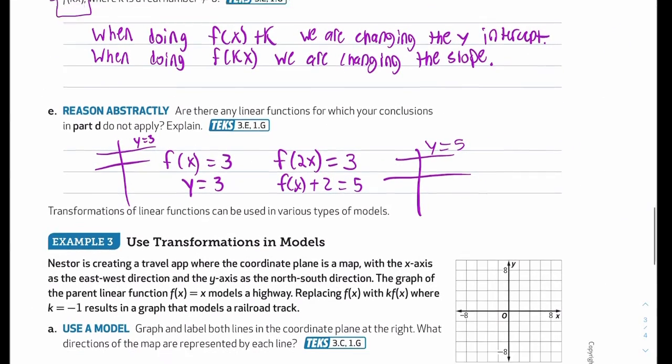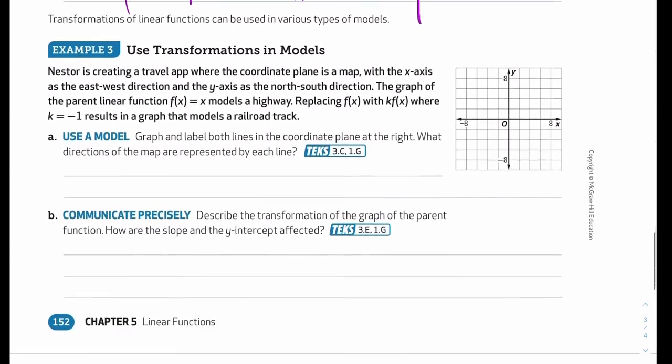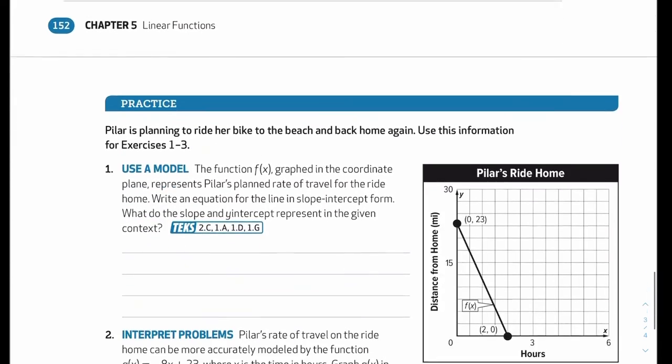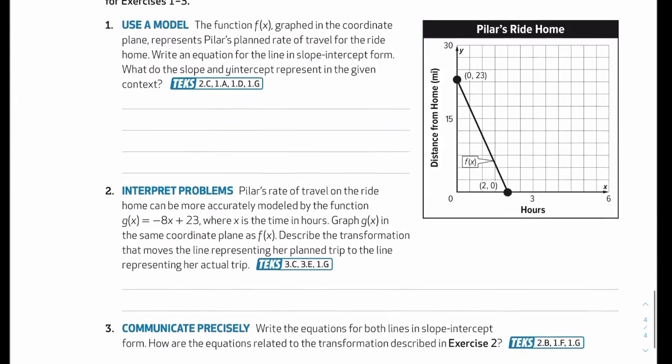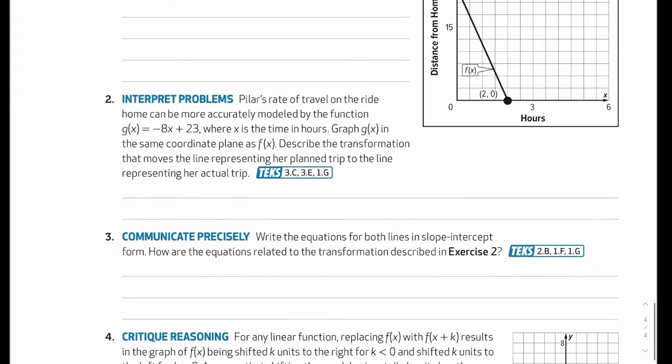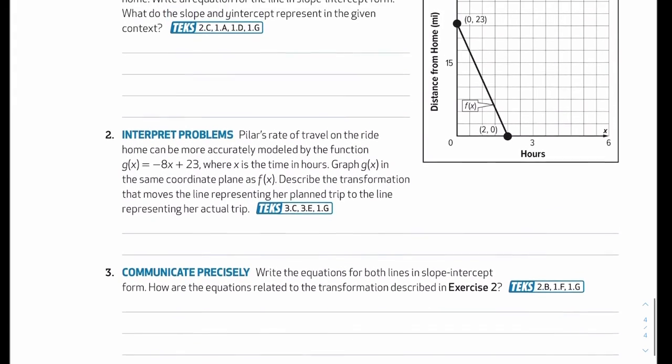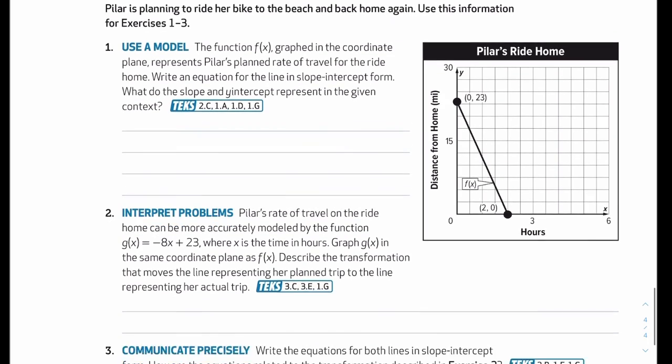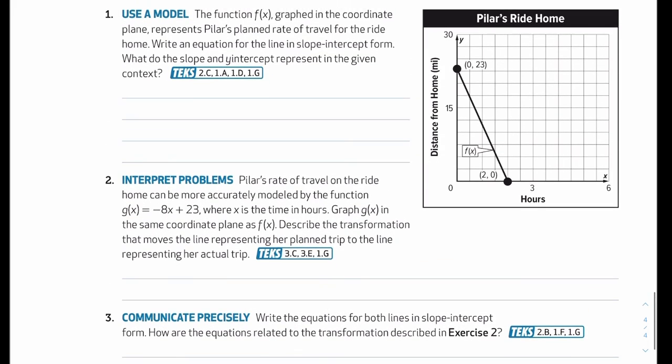Okay, this has been long enough of me speaking to you all. I think you should be able to do questions 1, 2, and 3, hopefully. Try 1, 2, and 3 for your assignment today and the practice section. If you have questions, ask me about it. Send me a message. Send me an email.